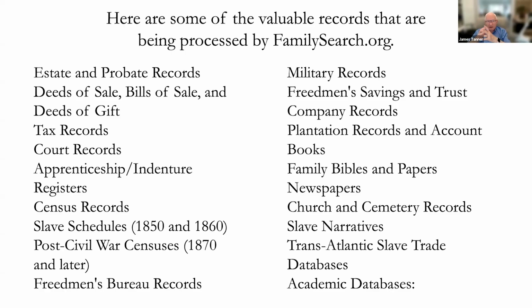We start off with estate and probate records. The reason both estate and probate records are important for African American research is that they contain information about the property owned by the deceased person. When a slaveholder died, the property that he or she owned was put into a court proceeding called probate, and an inventory and an assessment of the value of the property were taken.